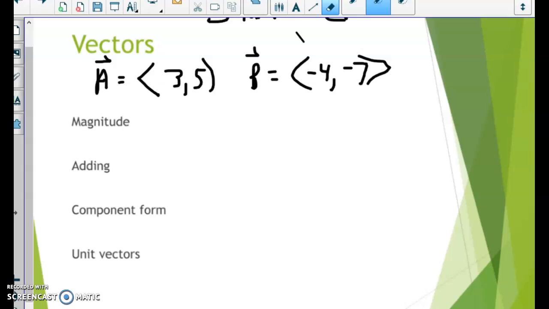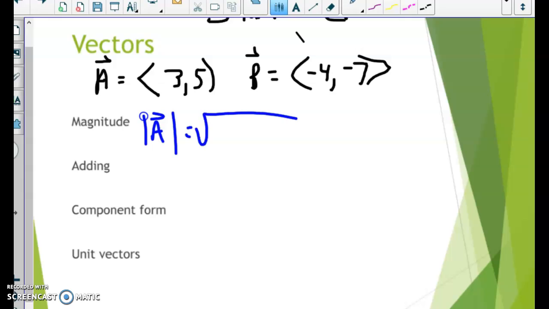Let's continue on the review for the chapter, or the second test. First thing we're going to talk about with vectors is finding their magnitudes. If I want to find the magnitude of A, I would take the square root of 3 squared plus 5 squared, which gives me 25 and 9, so the square root of 34. And so that would be the magnitude of A. Remember, the magnitude is basically the length of the vector, and that's why we're using the Pythagorean theorem.